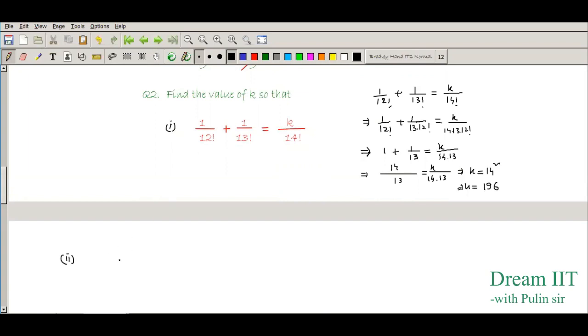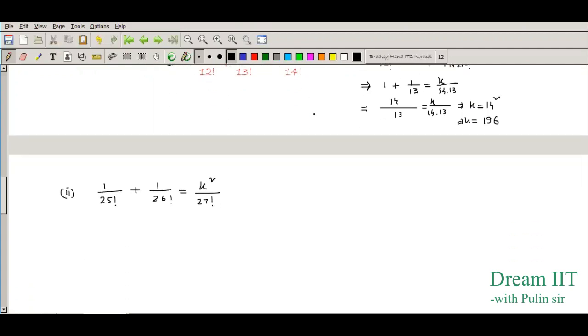Let us make it a little different. 1 by 25 factorial plus 1 by 26 factorial equals k square by 27 factorial, and you have to find the sum of the values of k. I'll proceed here only. 1 by 25 factorial you keep as it is because it is the smallest. The bigger one you break it once, and the biggest one, 27 factorial, will be broken as 27 into 26 into 25 factorial.